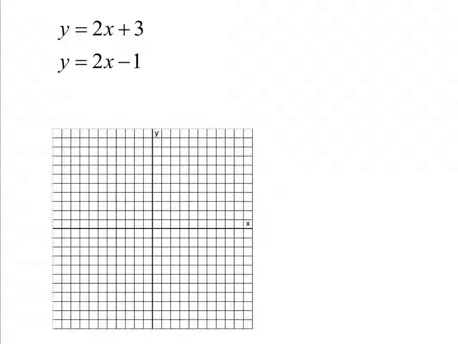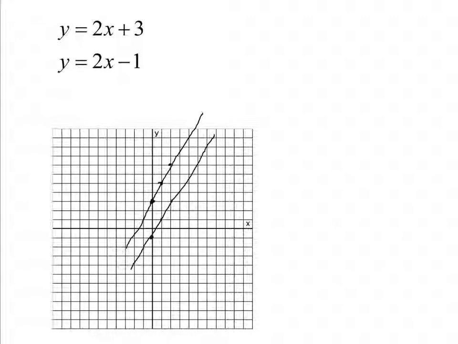So for 2x plus 3, the y-intercept is 3, and the slope is 2. So the rise is 2, and the run is 1. Up 2 over 1, connect them. The next line, the y-intercept is -1, so I'm going to start down here, and then once again the slope is up 2 over 1, and then I'll connect those.